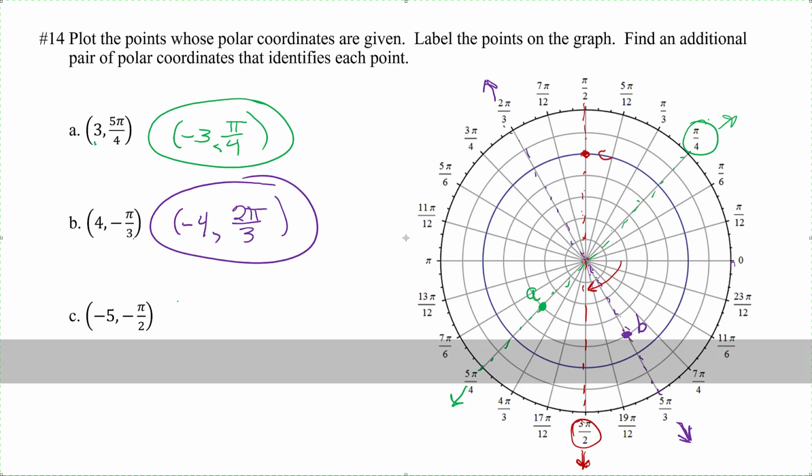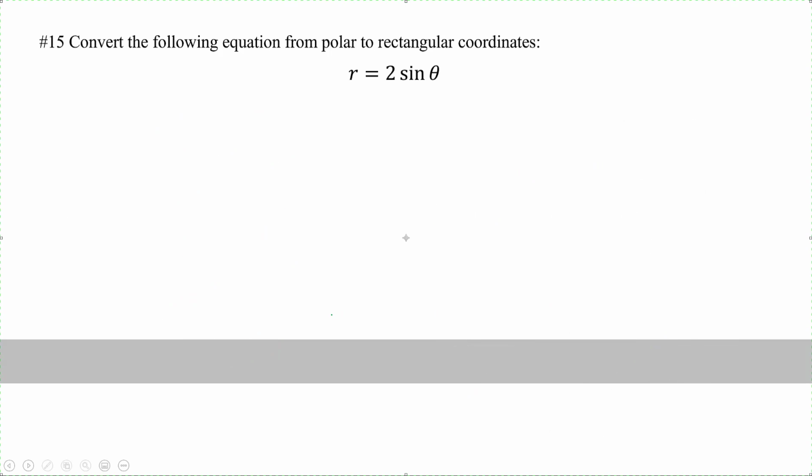Another way we could write that, well, let's start by just changing negative 5 to 5. And so if I want to get to this point C, and I want to go in the positive direction from the pole, well, I'm going to be coming up along this pi halves radian. So my angle here would be positive pi halves. Seeing if it works, if we go pi halves, and then we go positive 5 from the pole, we do end up at that point C. Okay, so let's move on.